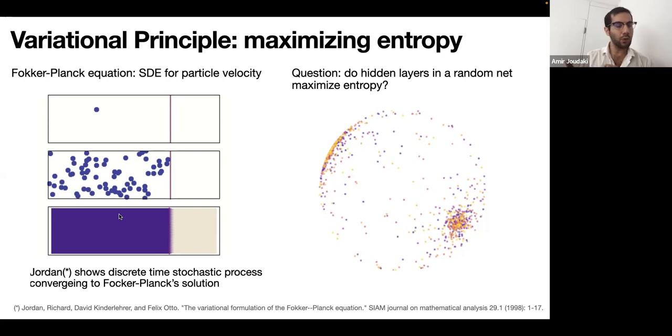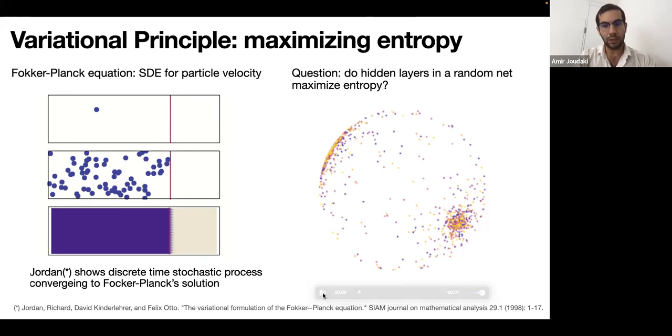But we saw a very interesting work by Jordan. Obviously, when we're talking about a stochastic process here, time is continuous. But there's also a discrete time stochastic process that converges to the same solution. Jordan gives this construction. So this led us to ask whether a similar thing happens in random nets through layers. If we view the layers as our stochastic discrete steps, because they're random, that's our change from one layer to another, do we observe some kind of emerging phenomenon, for instance, maximizing entropy?